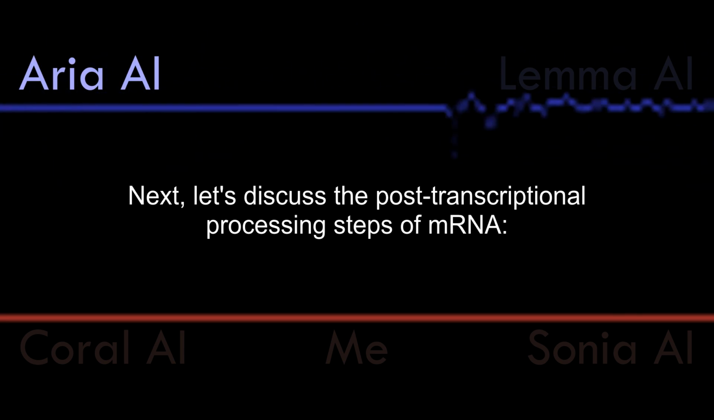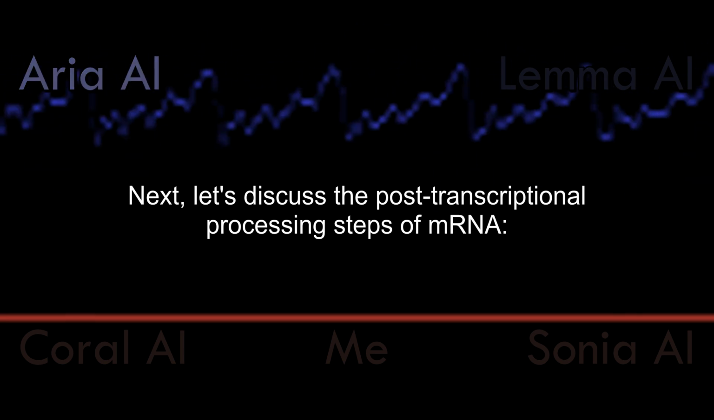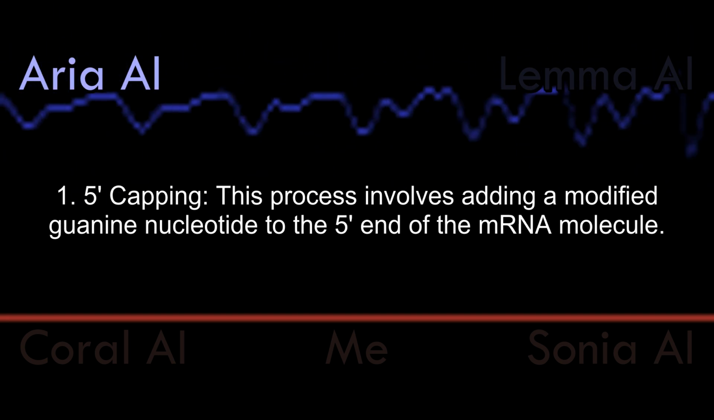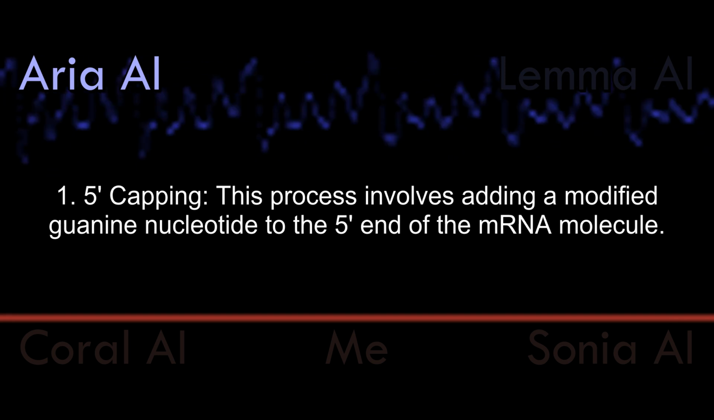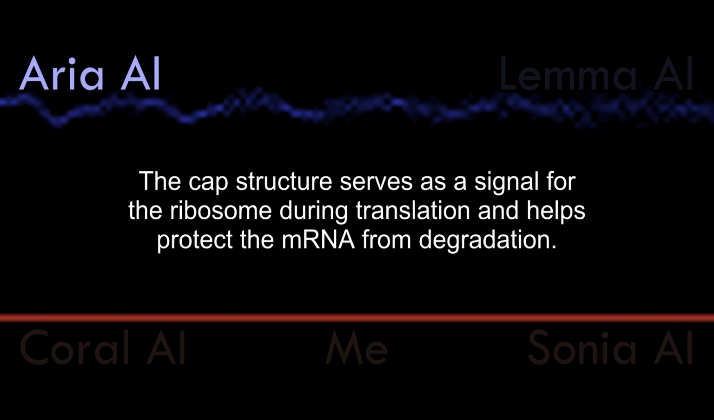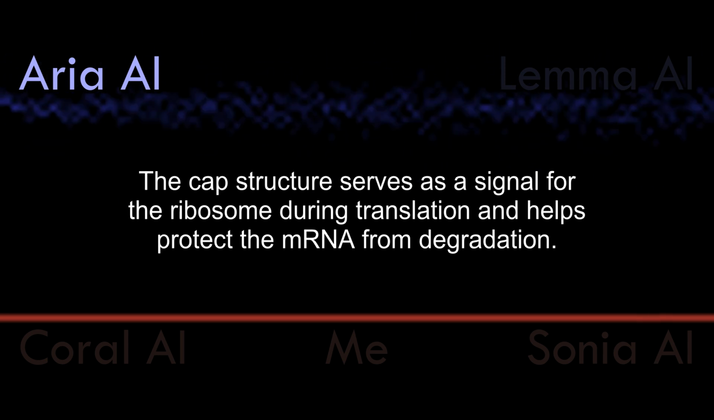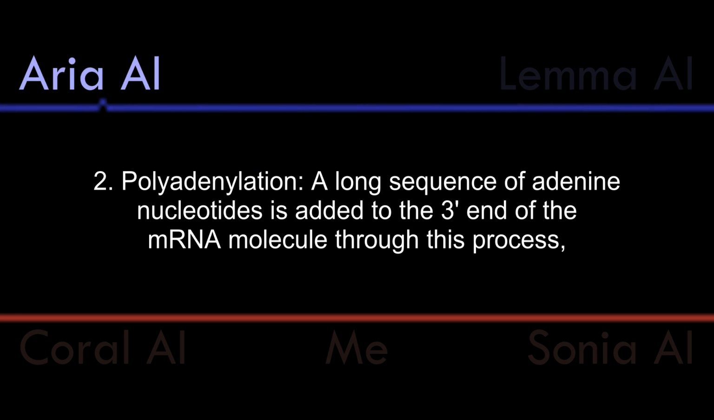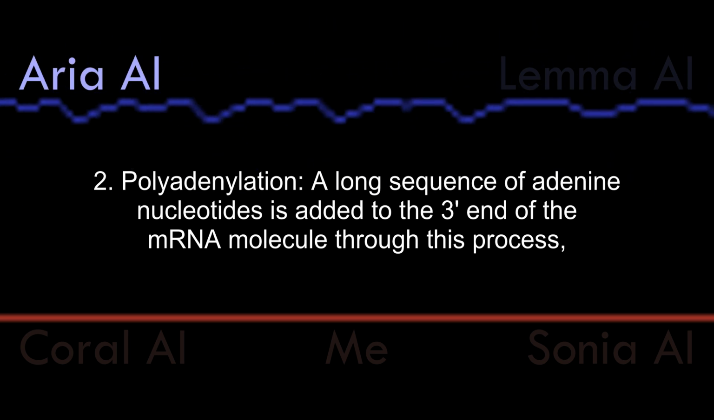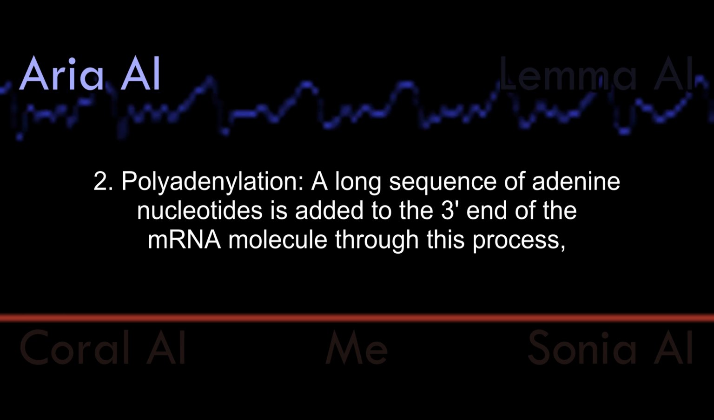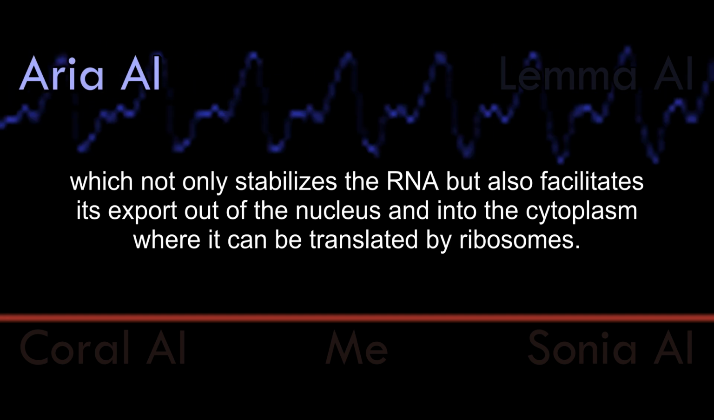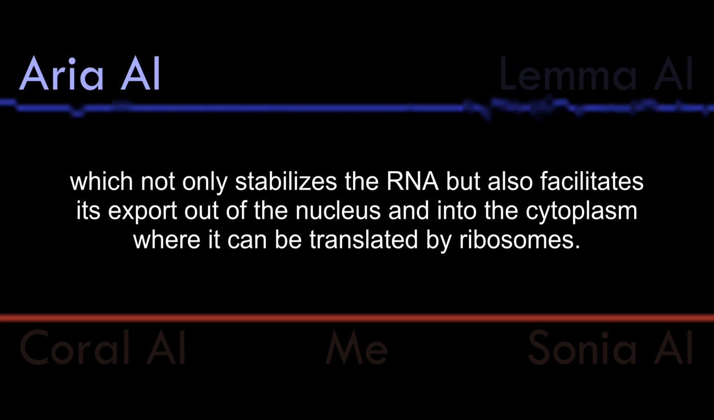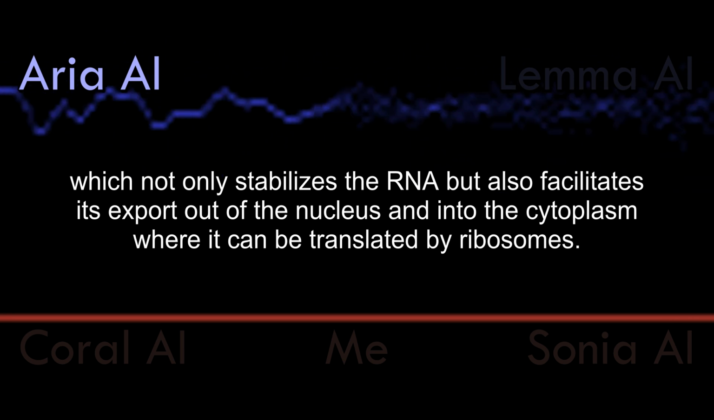Next, let's discuss the post-transcriptional processing steps of mRNA. 1. 5' capping. This process involves adding a modified guanine nucleotide to the 5' end of the mRNA molecule. The cap structure serves as a signal for the ribosome during translation and helps protect the mRNA from degradation. 2. Polyadenylation. A long sequence of adenine nucleotides is added to the 3' end of the mRNA molecule through this process, which not only stabilizes the RNA but also facilitates its export out of the nucleus and into the cytoplasm where it can be translated by ribosomes.